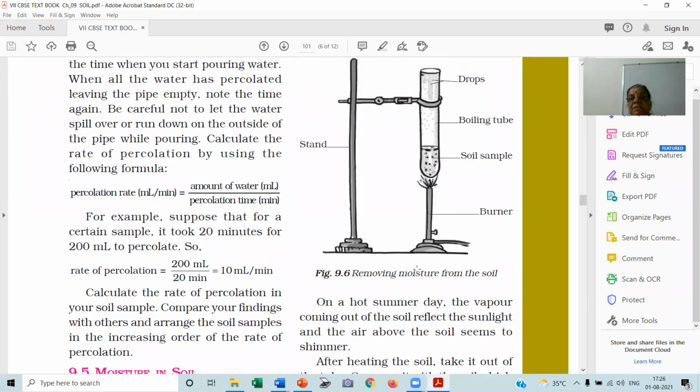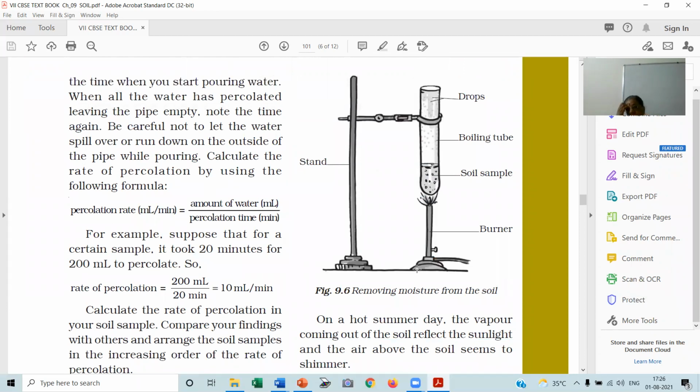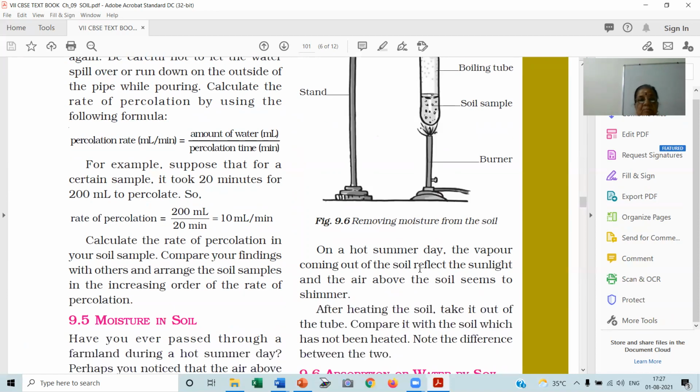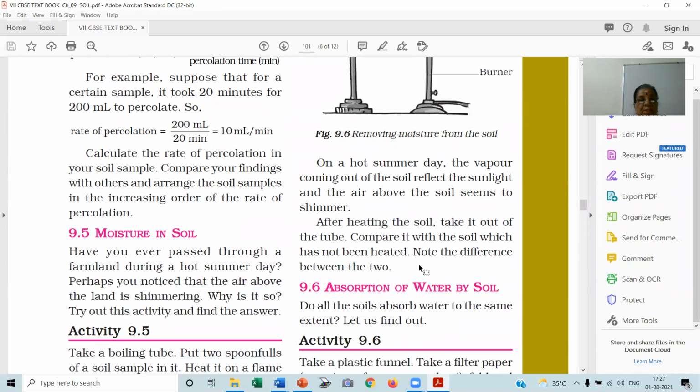about moisture in the soil. This experiment, properties of moisture in the soil, is about removing moisture from the soil. This is an experiment. Take a test tube with a soil sample, stand it up, and just heat it for a few minutes. It will boil and drops of water from the soil will condense at the sides of the test tube, thereby removing the moisture from the soil. So, moisture in the soil.